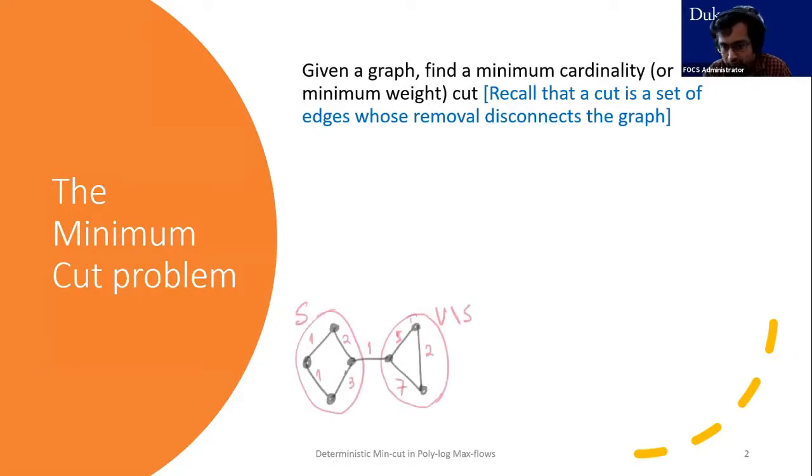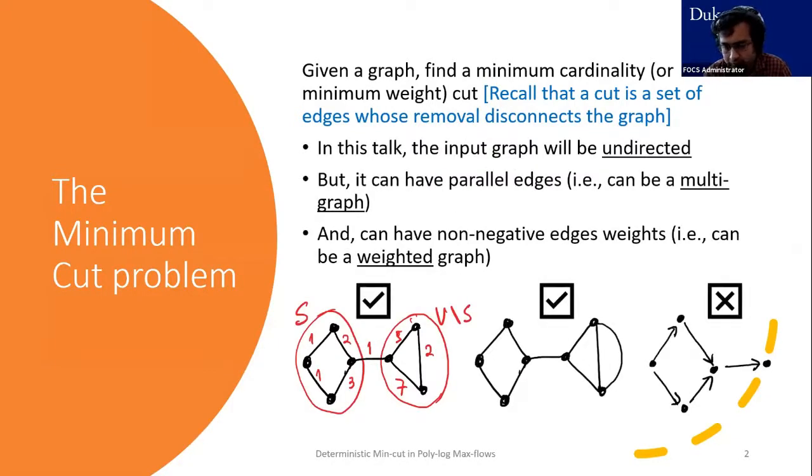So what's the min-cut problem? I'll go over this very quickly. This is something that many of you are familiar with. Given a graph, I want to find the smallest cut in the graph, namely the smallest set of edges whose removal disconnects the graph. In particular, we are going to look at graphs that can have edge weights, in which case we are looking for the cut with the smallest weight, or could have parallel unweighted edges. But it can't have directions. So everything that I talk about is only for undirected graphs.